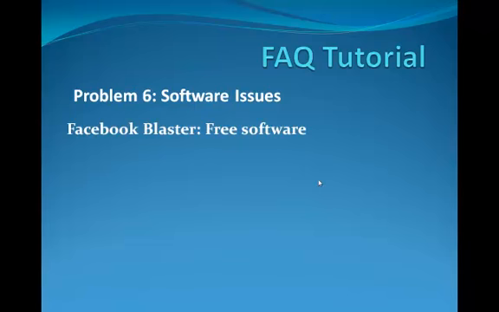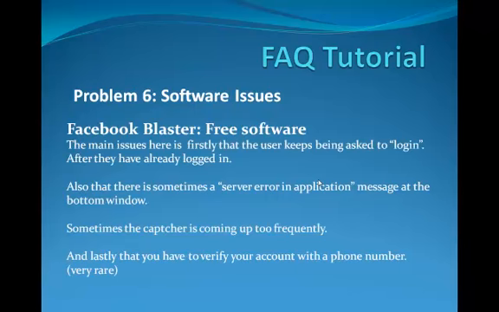So there are two softwares that we refer to in the guide. There's the free software, which is the Facebook Blaster software, and the paid version, which is the Facebook Bomber software. Now, the issues that we have seen so far in the free software are that firstly, the user keeps being asked to log in after they have already logged in. There's also an error in application coming up sometimes, which is a message at the bottom in the window. Sometimes the captcha is coming up too frequently, and lastly, you have to verify your account with a phone number, but that is very rare.